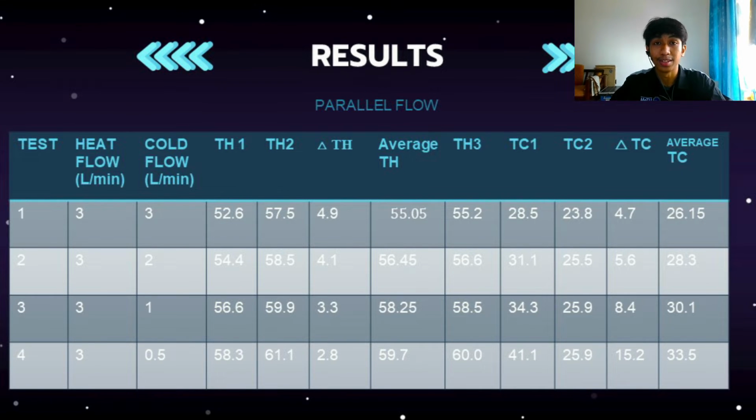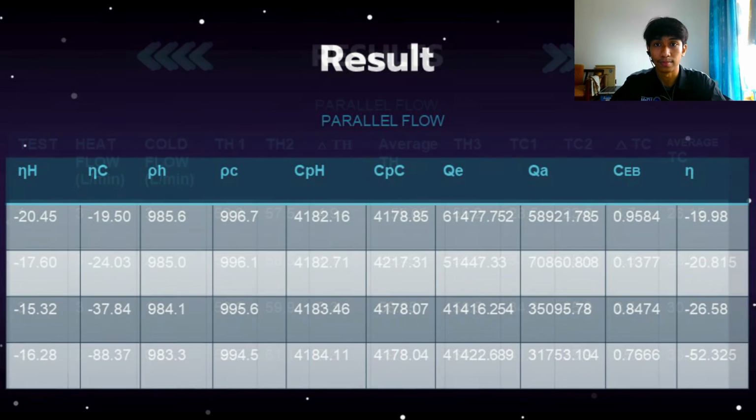After we record all the temperatures for the hot and cold circuits, we find the temperature difference between TH2, TH1 and TC2, TC1. After that, we calculate the average temperature for the hot and cold circuits by dividing the sum of TH1, TH2 and TC1, TC2 by 2. Then, using the formula given in the additional information, we calculate the temperature efficiency of the hot and cold circuits of the heat exchanger and the mean temperature efficiency of the two circuits.